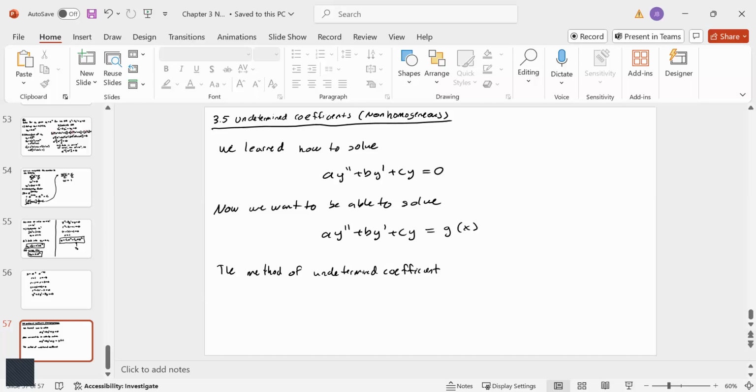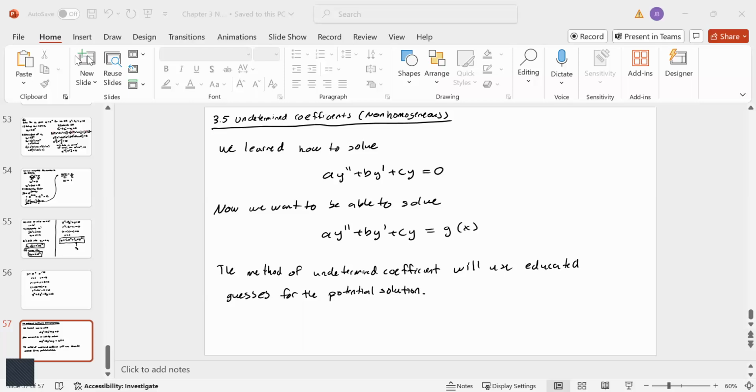We'll use educated guesses for what the solution will be. The other methods require integration, and this one does not. So educated guesses for the potential solution. At the end of this, I'll give you a table, and basically, if it looks like this, it's this. If it's like this, it looks like this, right? So that's going to be the idea.